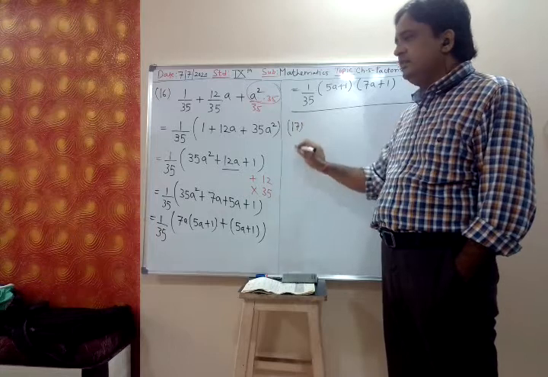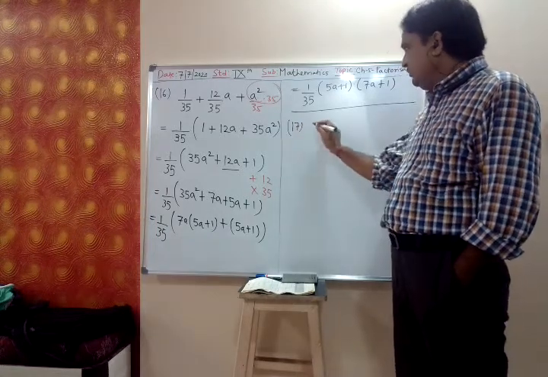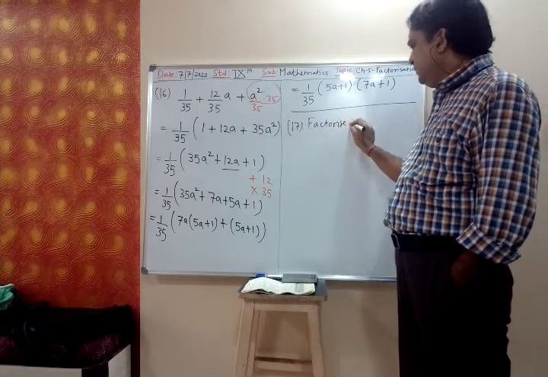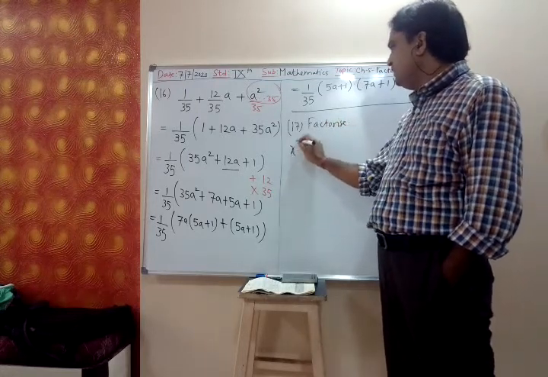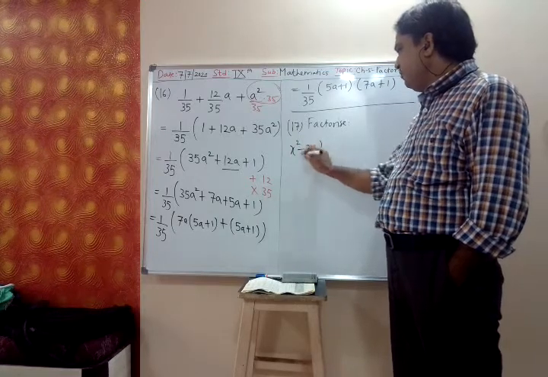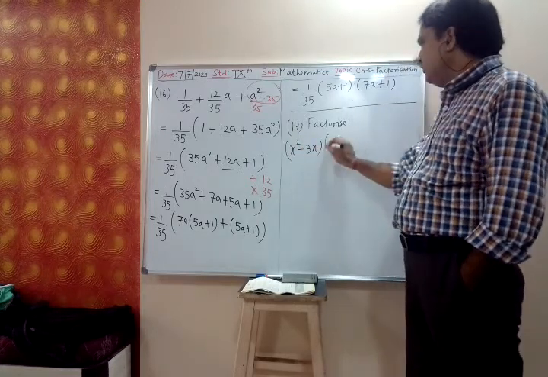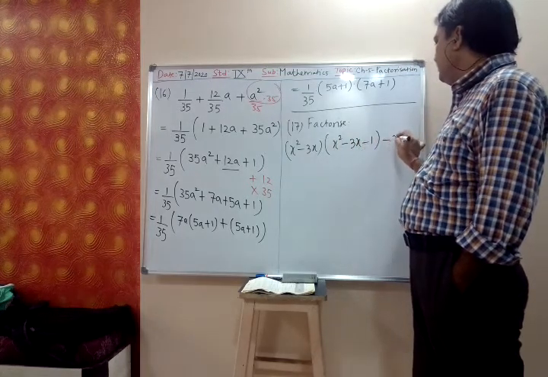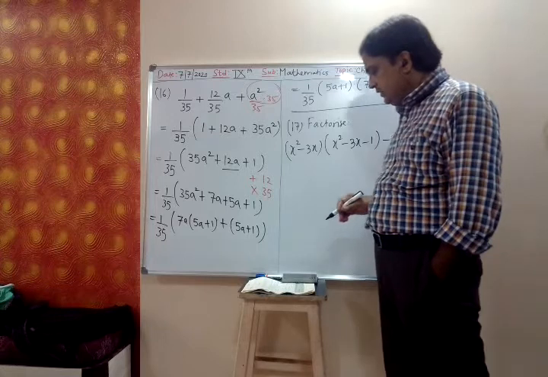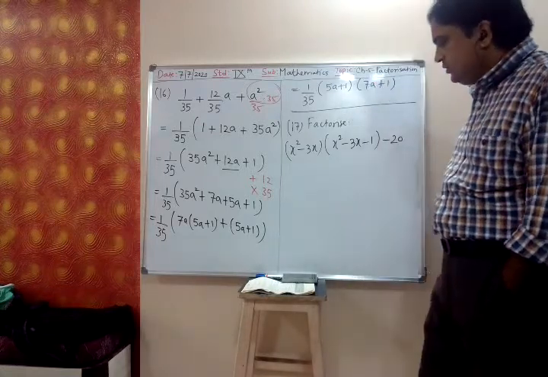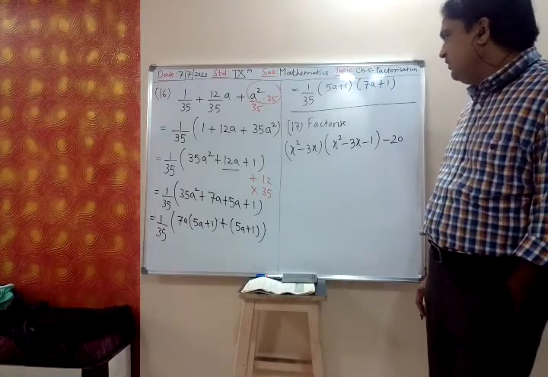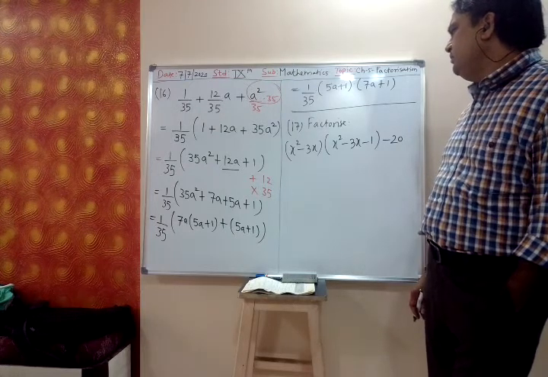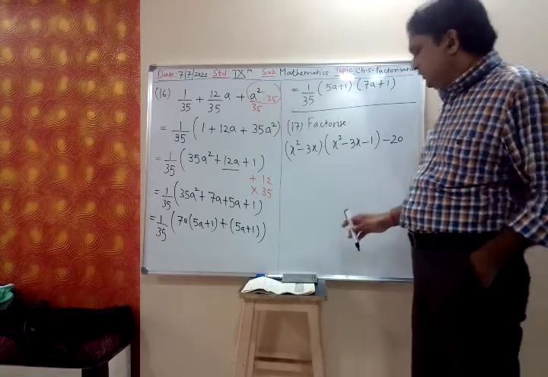Let us write question 17. Factorize. The 17th I will give as homework. Let me write the question. x square minus 3x into x square minus 3x minus 1 minus 20. Now you tell me whether you want homework or you want me to solve, because a similar problem we have done. Okay.